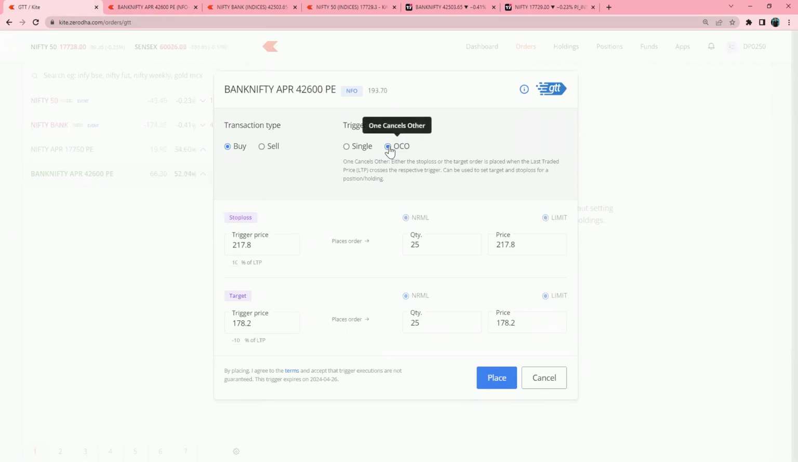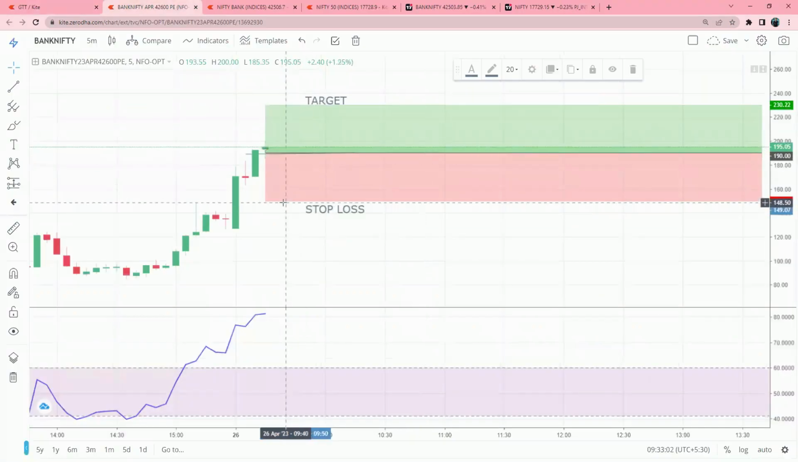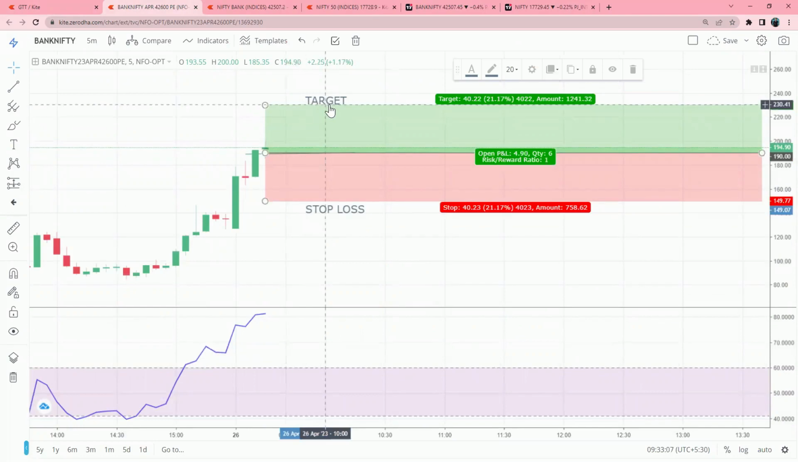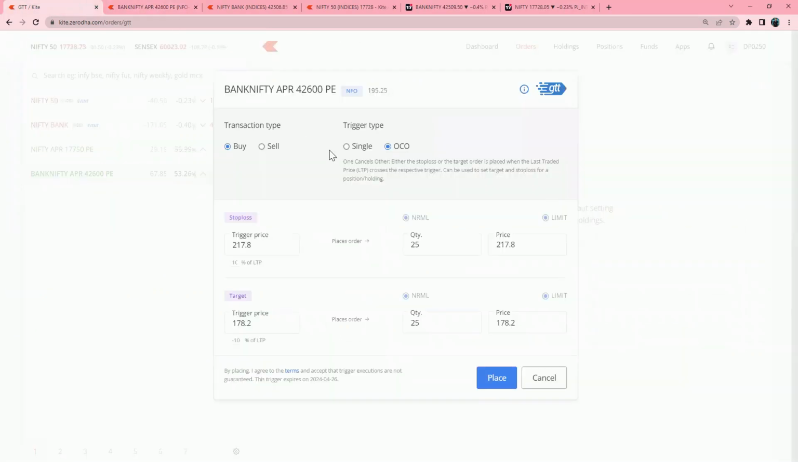So one cancels another order type, and where I'm going to keep the stop loss, guys, is as per this. If you see here, 149 is my stop loss, and here 229, 230 is my target, right? So come here. So what is my stop loss? 149. When should it trigger? 150 should be the triggering point, and stop loss should be 149. You should give both trigger price as well as price.